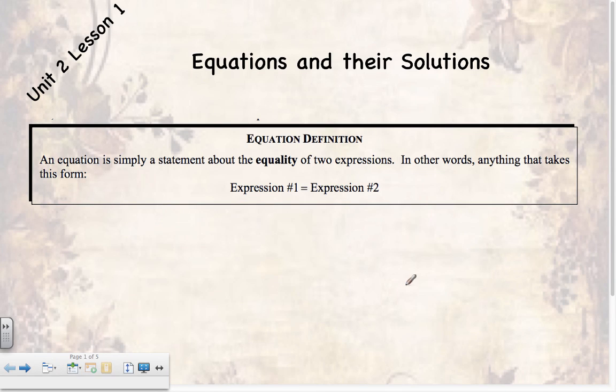Okay, we're starting Unit 2, Lesson 1, and we are moving into equations and actually trying to find the answers. But we want to understand what an equation is. An equation is simply a statement about the equality of two expressions. In other words, it can take this form here: something equals something.